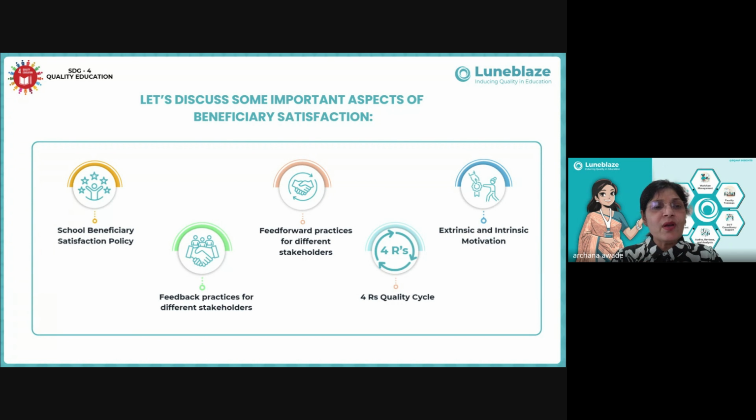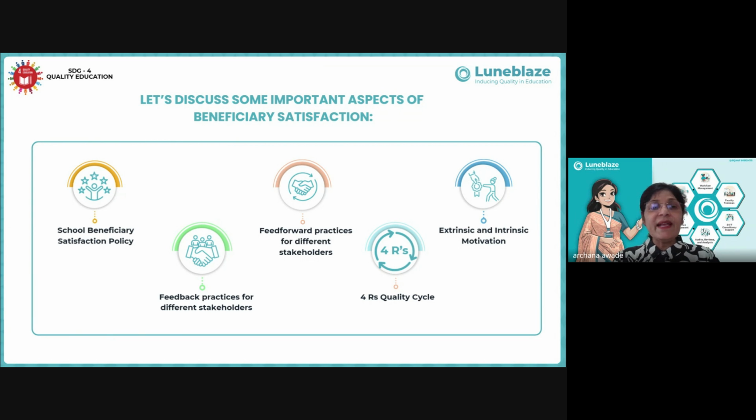Another one is the 4 R's quality circle. Very, very important. A cycle to maintain improvement. It is all about review, reflect, respond, and rate or revise. For example, suppose after a school sports event, the school reviews the participation, then reflects on the challenges, then responds by planning more inclusive games, and then revises or rates the rules for the next year. So this is the 4 R's quality cycle, which the school should always look into to have a proper improvement plan where you will have beneficiary satisfaction.